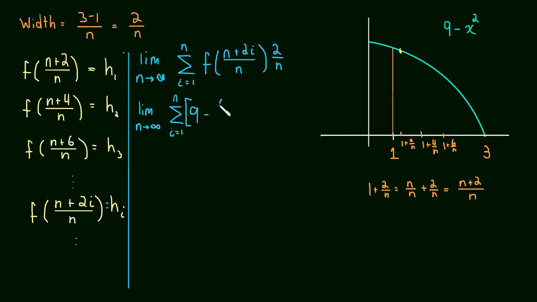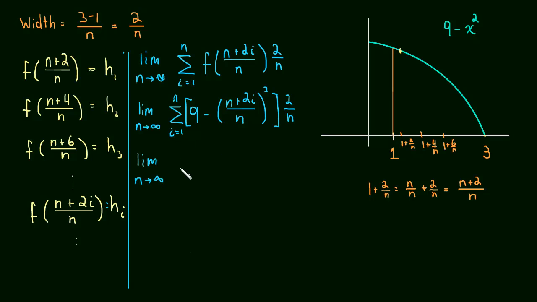minus n plus 2i over n, all squared, because that went in for x, times that whole thing times 2 over n. So this was just the height times the width still. Okay? So we'll rewrite this limit.